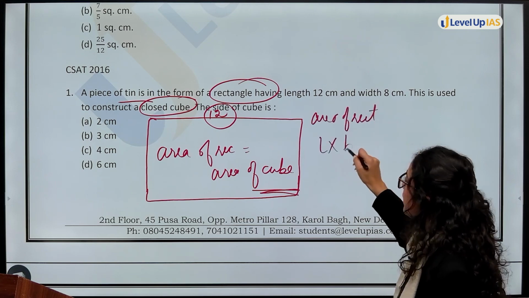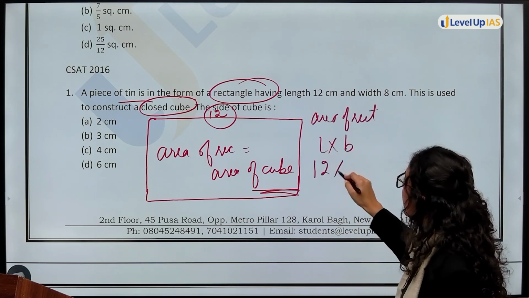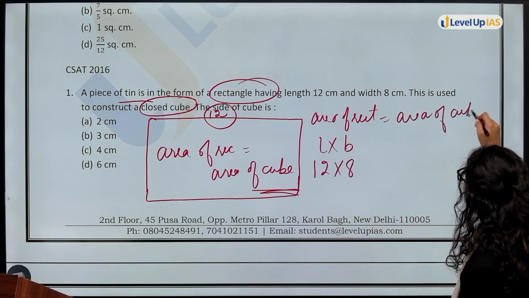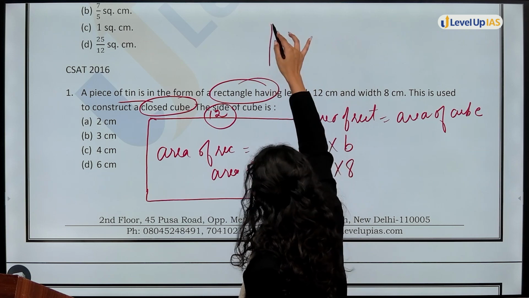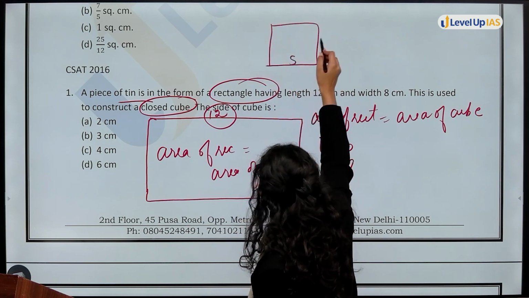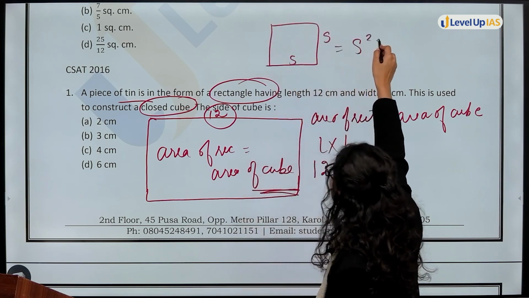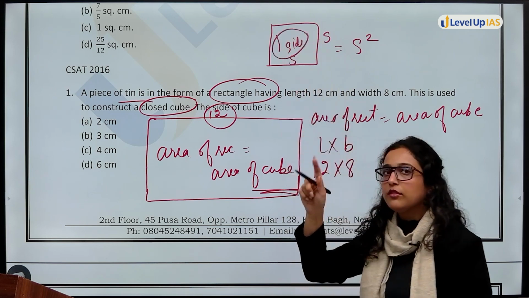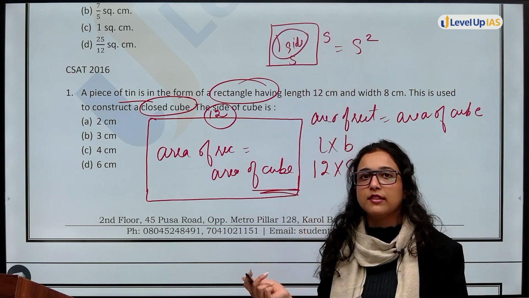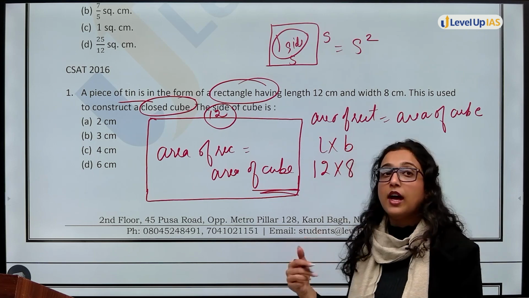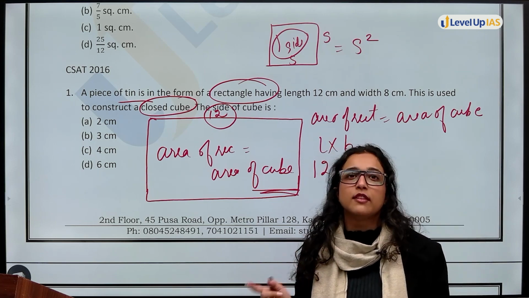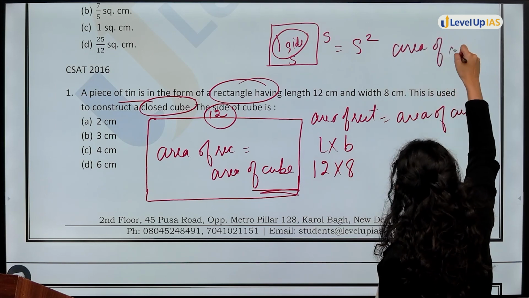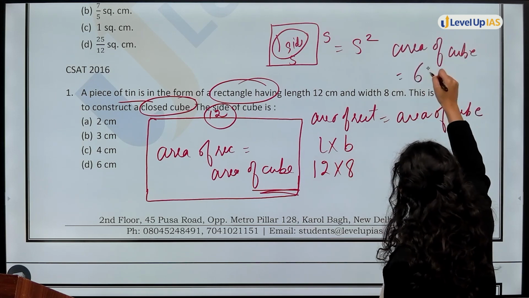Length multiply breadth, this is what? 12 multiply 8 is equal to area of cube. Okay, what is the area of a cube? I know area of one side is what? Side multiply side. So side square of one side. One side of the cube will be a square. Side multiply side, side square. And how many faces do you have? 6. So area of cube is equal to 6 side square.